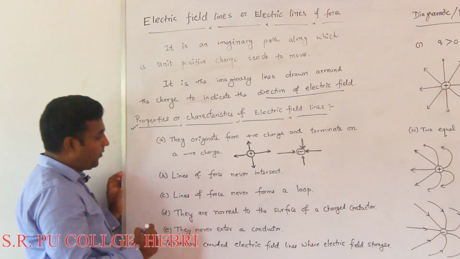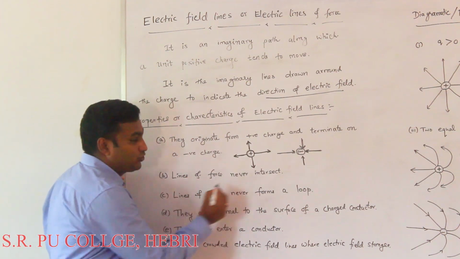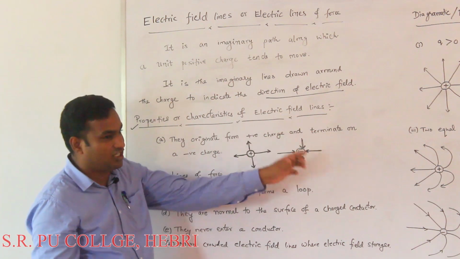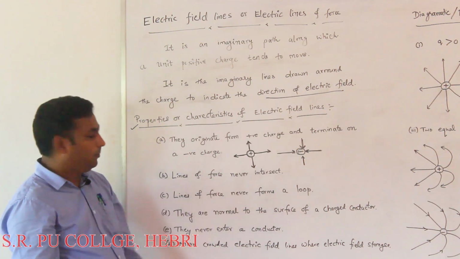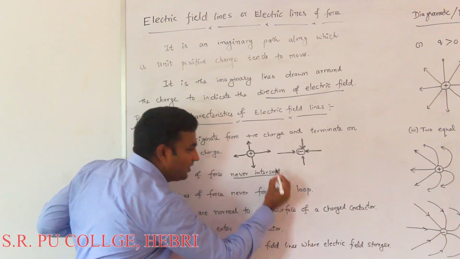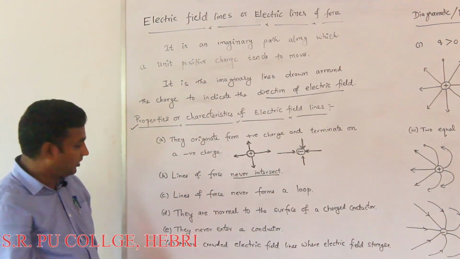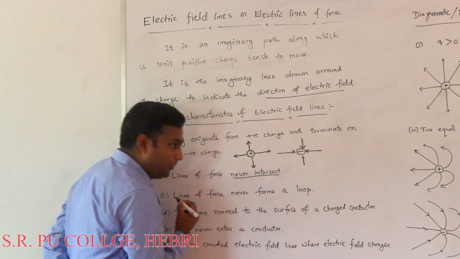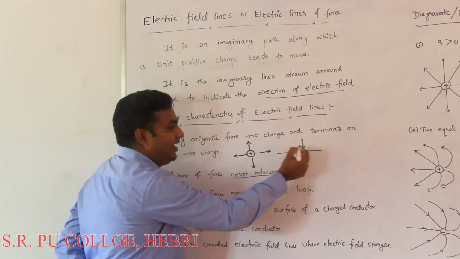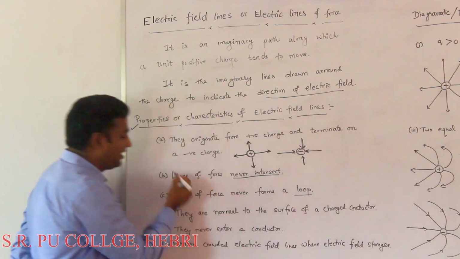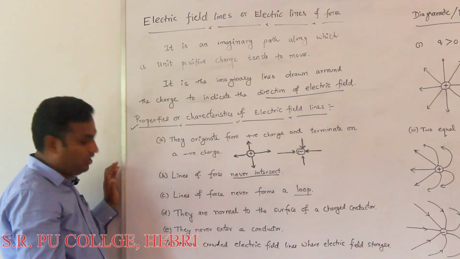And the second important property is lines of force never intersect. The reason is they start from positive and end at negative. It is having a unique property, that's why lines of force never intersect is one of the important characteristics of electric field lines. Lines of force never form a loop because they start from positive and end at negative. That's why they never form a loop is the third characteristic of electric field lines.